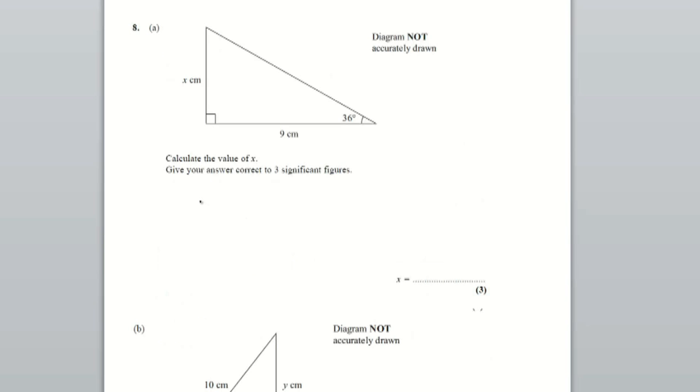Right. Opposite is x. Adjacent is 9. Opposite over adjacent is the tangent of the angle. That means that x is 9 lots of tan 36, which to three significant figures I get to be 6.54. If you don't get that, just check the calculator is set to degrees.